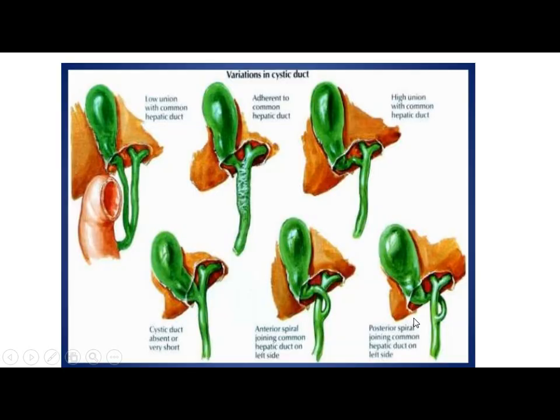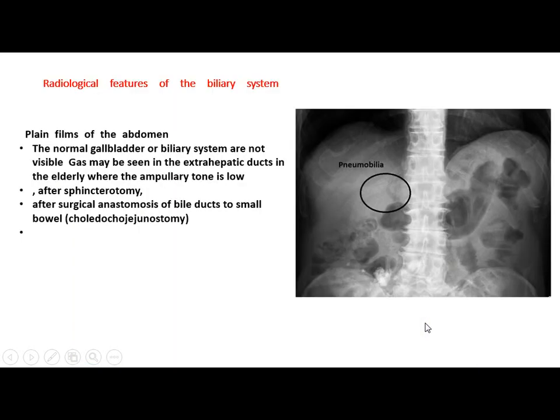Variation in the cystic duct: the cystic duct may have a low union with the hepatic duct, may adhere to the common hepatic duct, or have a high union with the hepatic duct. The cystic duct may be absent or very short, anterior or spiral joining the common hepatic duct, or posterior spiral joining the common hepatic duct on the left side. It's common on the right, but the variation is on the left.